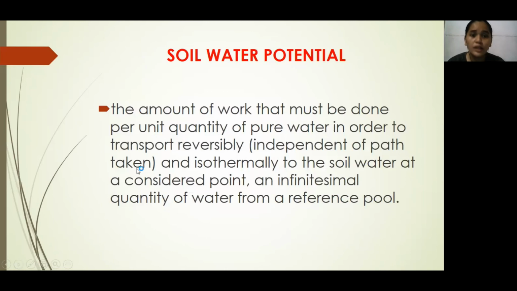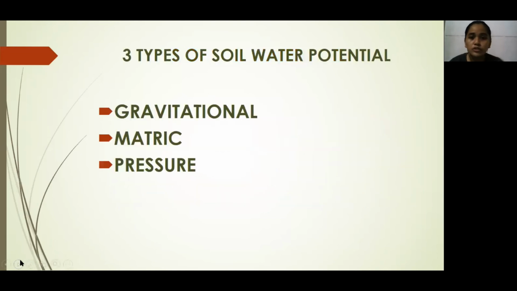So next is the soil water potential. Soil water potential is the amount of work that must be done per unit quantity of pure water in order to transport reversibly and isothermally to the soil water at a considered point an infinitesimal quantity of water from a reference pool. In soil water potential, there are three types: the gravitational potential, the matric potential, and the pressure potential. So first, let's start with gravitational potential.